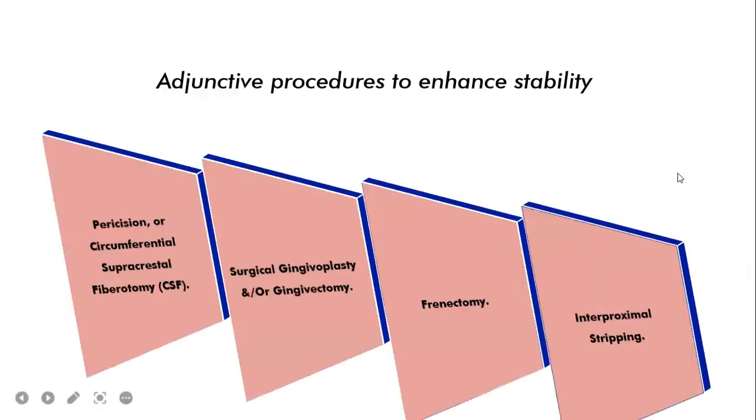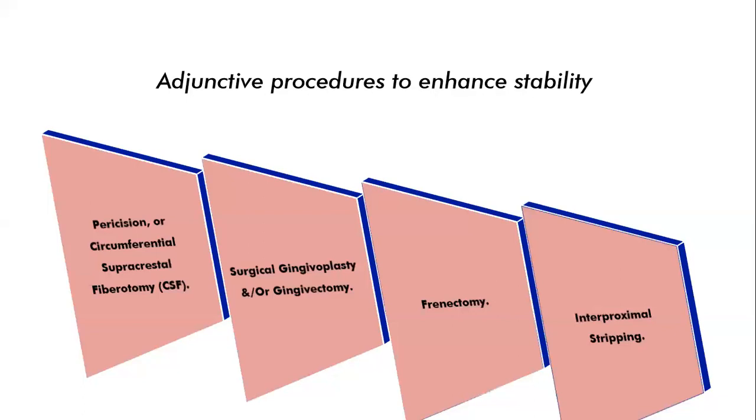So lastly, coming to the last part of this lecture, you also have adjunctive procedures to enhance the stability and decrease the chance of relapse. Under that, you have a procedure called the circumferential supracrestal fibrotomy, also known as the CSF procedure or periscission, also named after the author. It's also called the Edwards procedure.